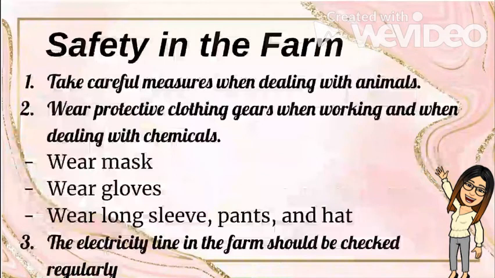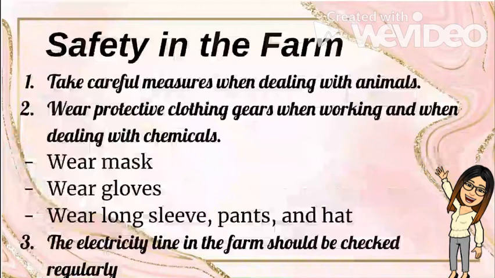Next, wear protective clothing and gear when working and when dealing with chemicals. These are very important. What are those things that you need to wear? Wear a mask. When do you need to wear a mask? You need to wear a mask, class, to protect the lungs from inhaling harmful elements. Maybe you're allergic, and then you can have rashes. So you need to wear a mask because you can inhale harmful elements.